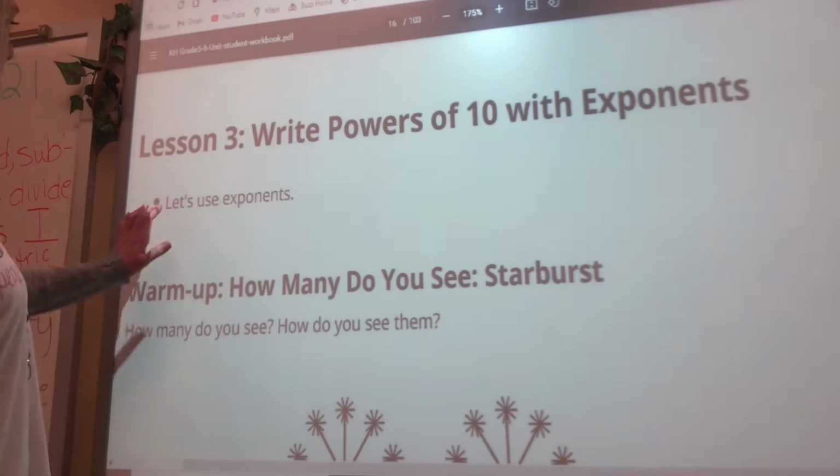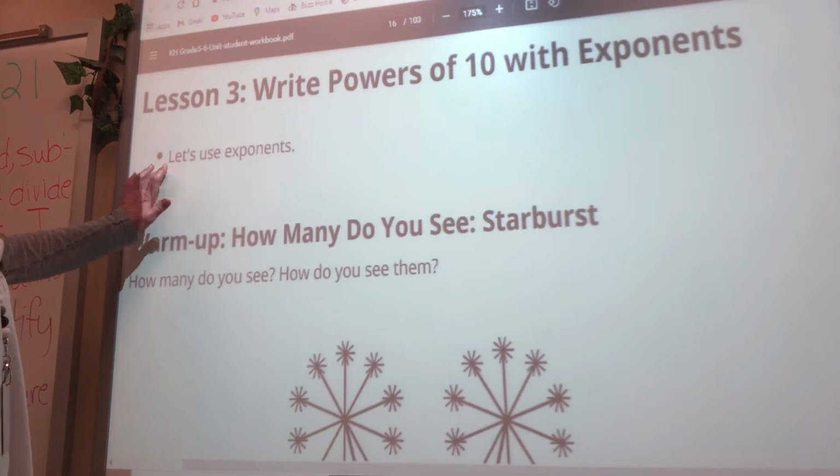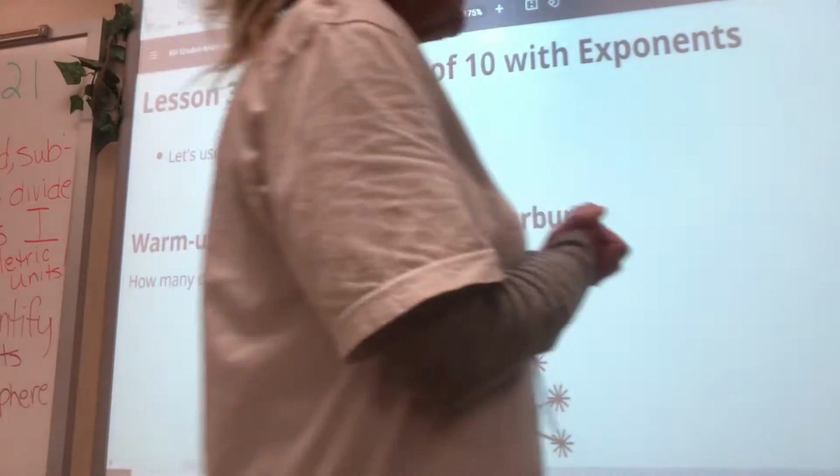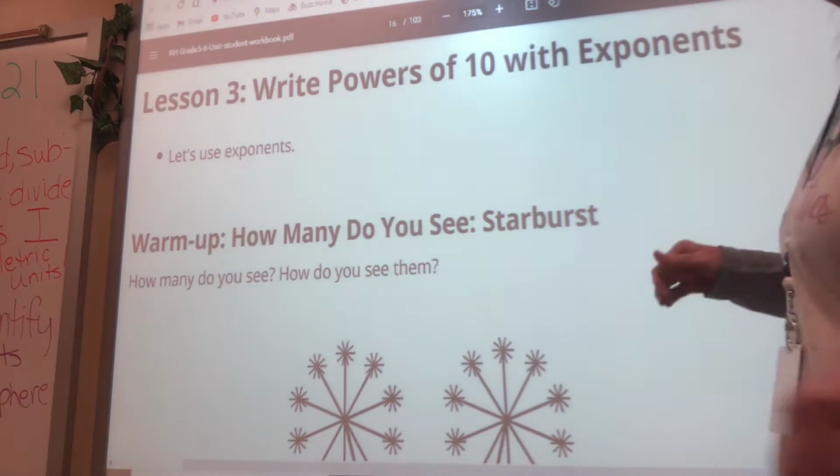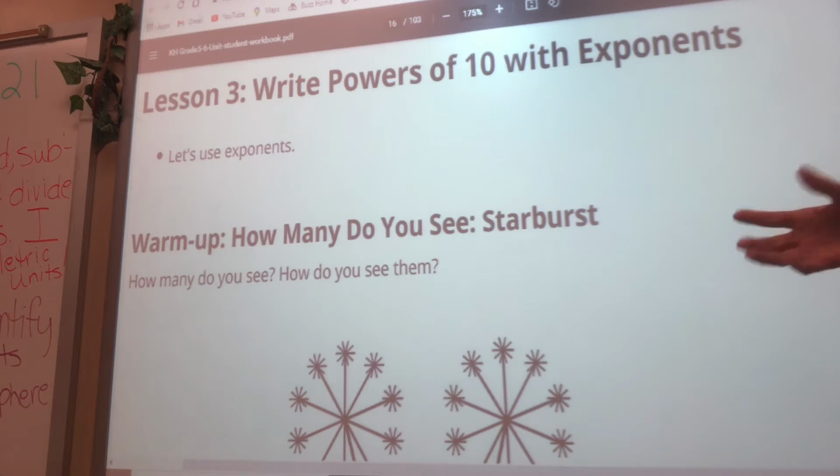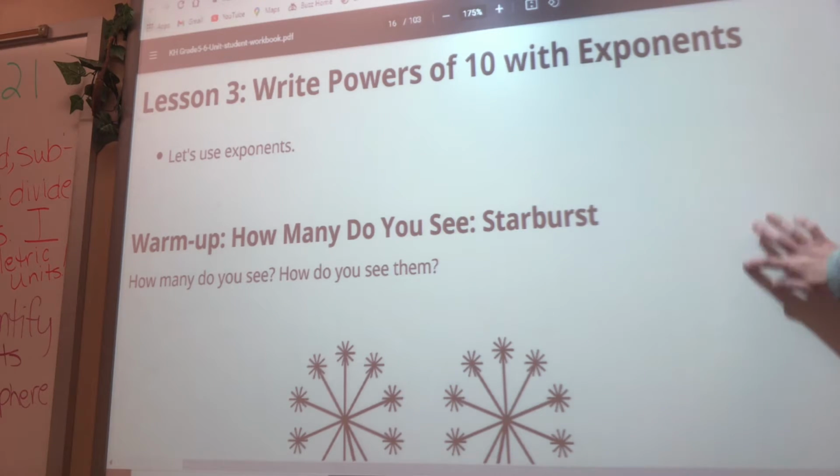Hey guys, still in Unit 6. We're still working with multiples of 10. And today we're going to look at writing it with exponents instead.